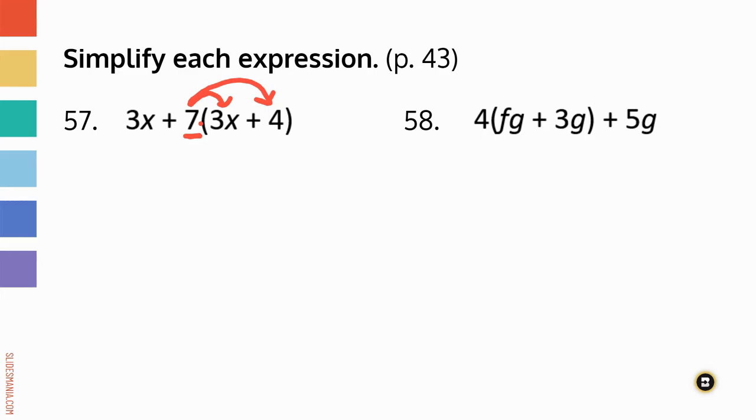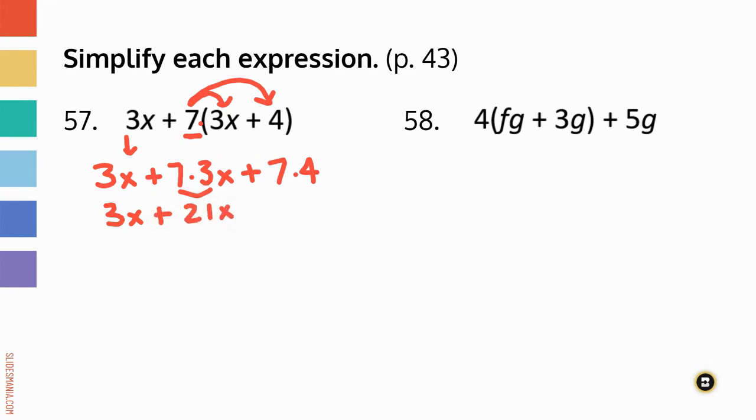Okay, so then the 3x that's out in front, that's just going to come down. We haven't done anything with that yet. And then we're going to do plus 7 times 3x, and then plus 7 times 4. And again, you can use a calculator to do some of this arithmetic. Okay, so now we're going to simplify it. 7 times 3x is going to give me 21x. And then 7 times 4 is 28.